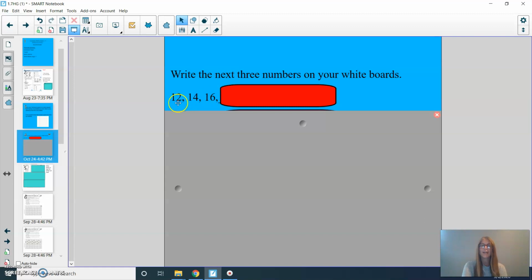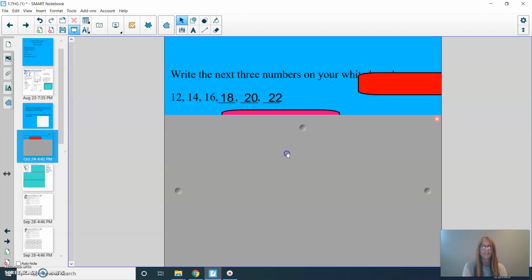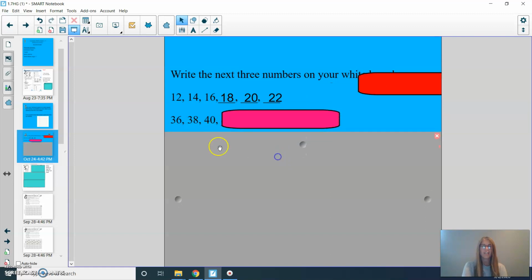You should have figured out that we're counting by 2s. So after 16, I would have 18, and then 20, and then lastly 22. Let's try another one like this. This time we have 36, 38, 40. Can you write down the next 3 numbers? Press pause and then play when you're ready to hear the answer.